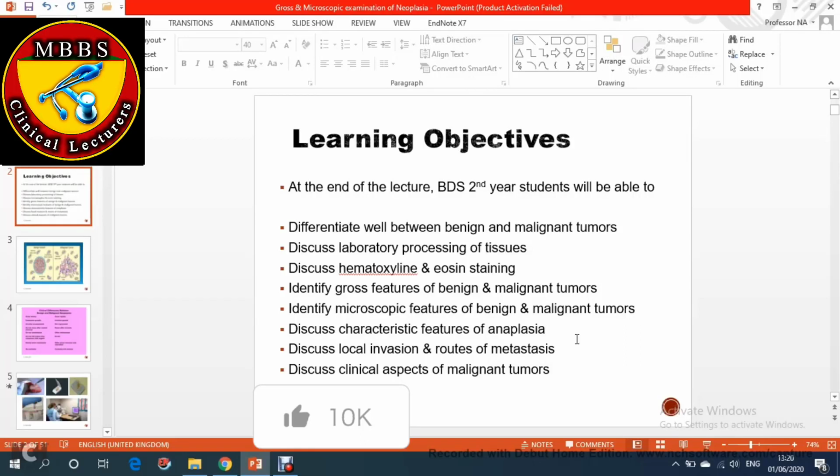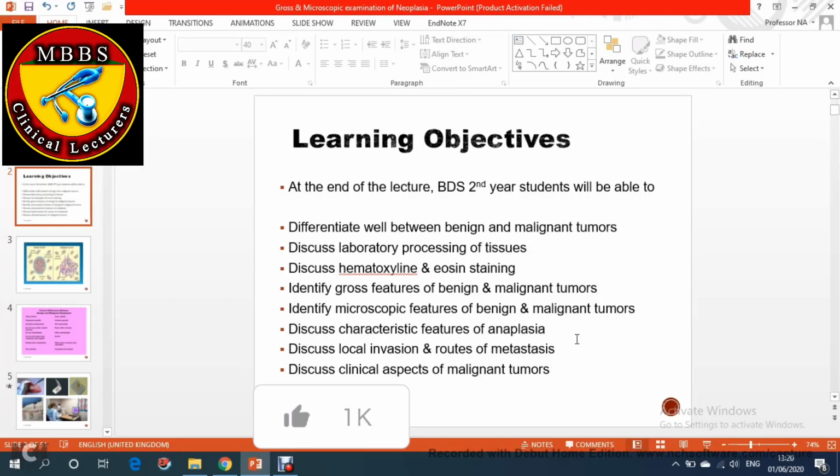At the end of today's lecture, BDS second year students will be able to differentiate well between benign and malignant tumors. They should also be able to discuss the laboratory processing of tissues, and discuss what and how the hematoxylin and eosin staining is performed. They should identify the gross features of benign and malignant tumors, as well as microscopic features of benign and malignant tumors.